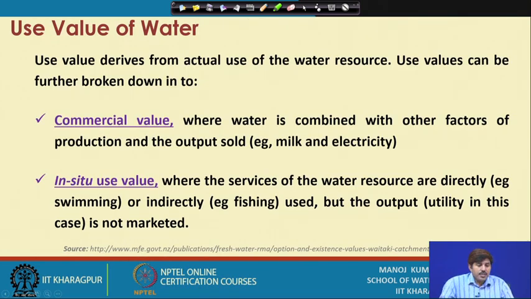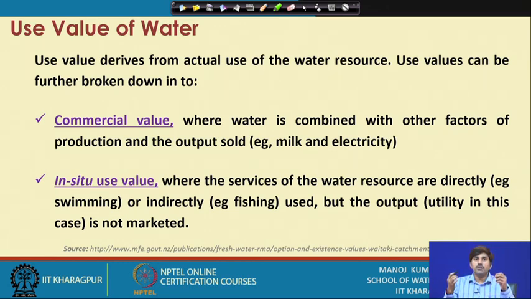Now, if you see the various use values of water, use values derive from the actual use of water resources, and this can be further broken down into the commercial value, where water is combined with other factors of production and output is sold. For example, for processing milk you need a certain amount of water, and the milk is sold as a product, or for generating electricity you need a certain amount of water, and in turn electricity is sold. So, these are the commercial values of water.